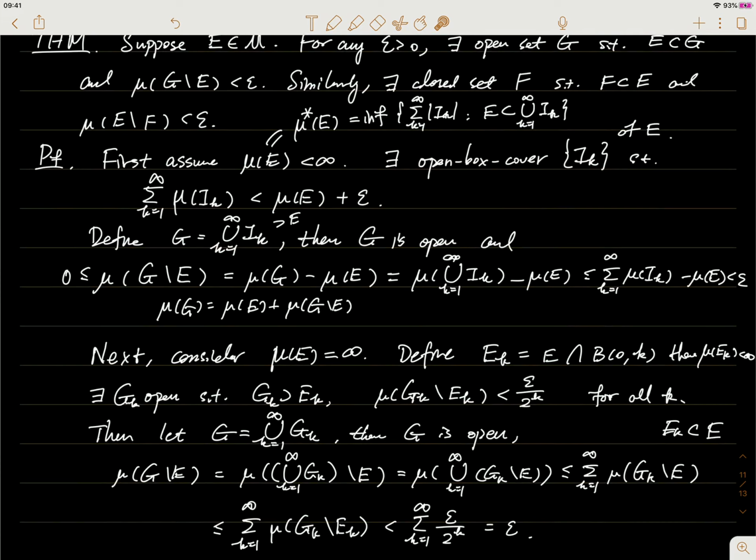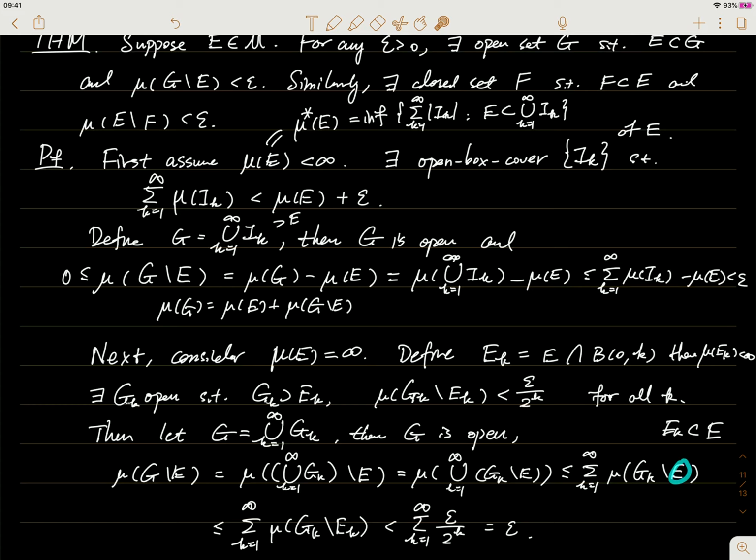Okay, and now this is what I just said. This E_k is a subset of E, right? As you can see, it's a subset of E. So if I take out E, I will get something smaller than taking out E_k, right?